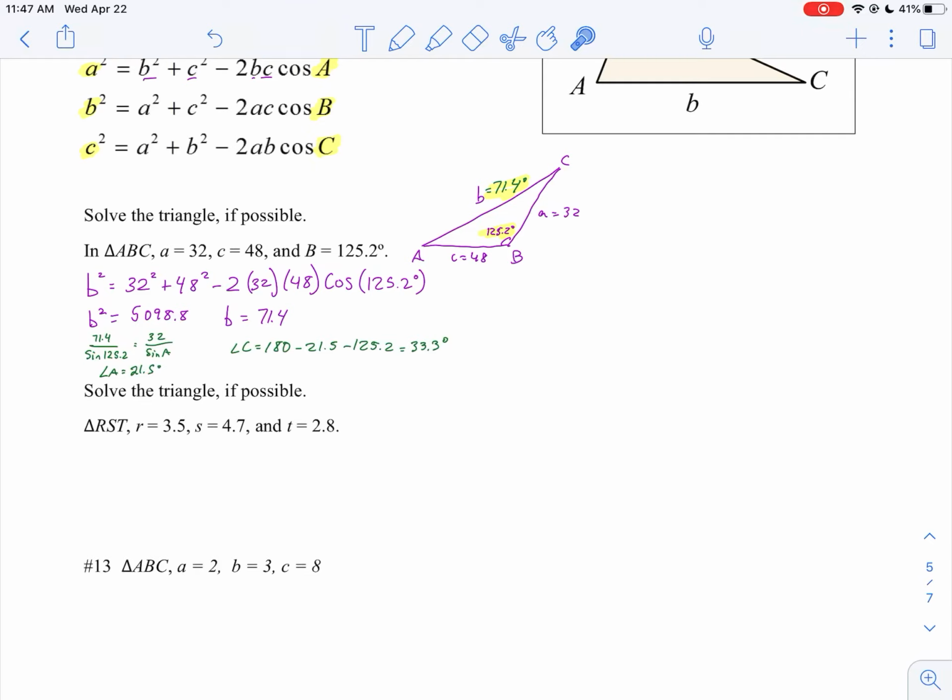I then set up a law of sines, cross multiply, divide, took the arc sine or the inverse sine to get 21.5. Then I took 180. I now have two triangle angles, right? A and B, need to find C. So I just take 180, all three angles in the triangle, and subtract 21.5 and 125.2. That leaves me with 33.3 degrees. So, final answer, angle C, angle A, and side B.